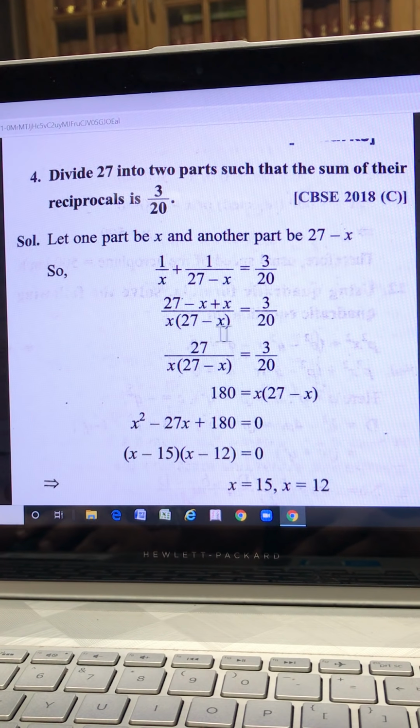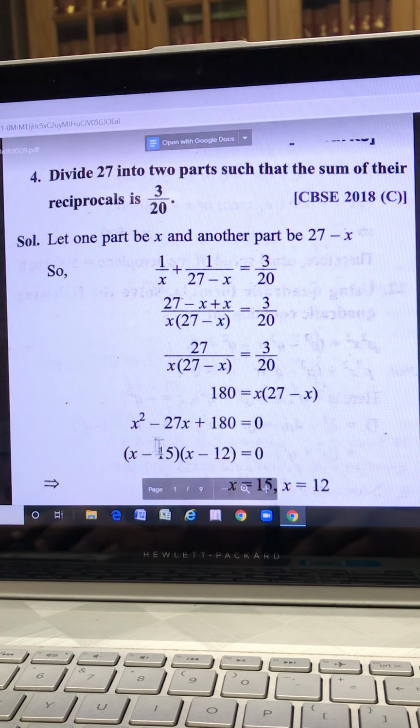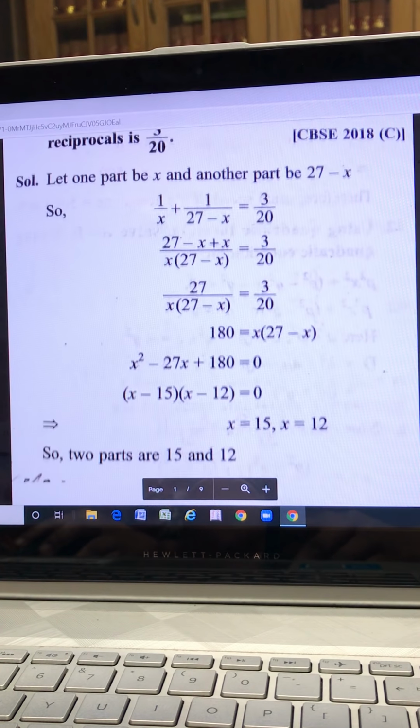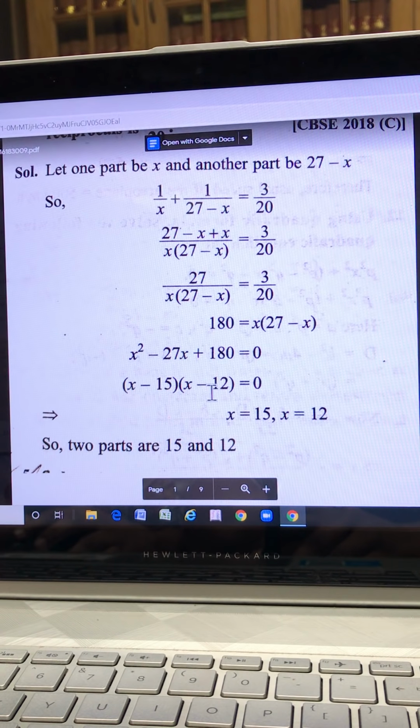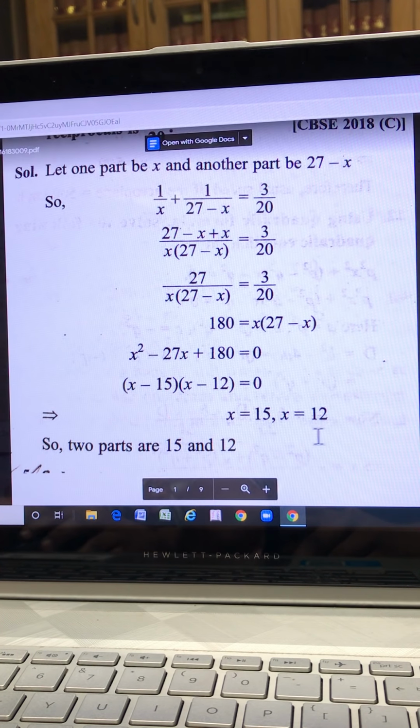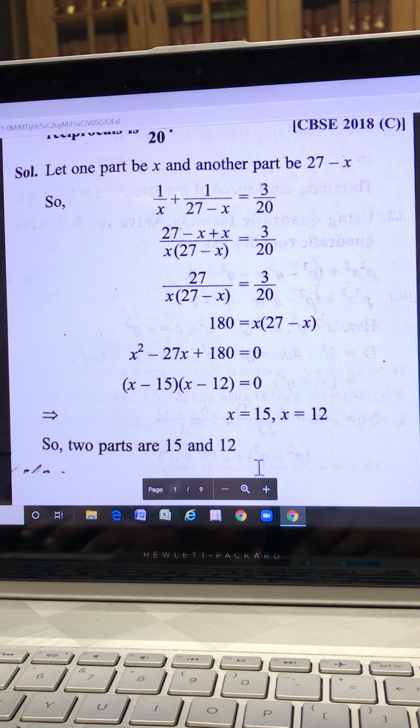And then again you will take the LCM, simplify it, frame the quadratic equation and solve the quadratic equation either by middle term splitting or by quadratic formula. So here I have done it by middle term splitting and I get two factors, x minus 15 and x minus 12 equal to 0. x minus 15 and x minus 12 are the two factors. So the roots of the equation will be 15 and 12. So we say that the two parts are 15 and 12.